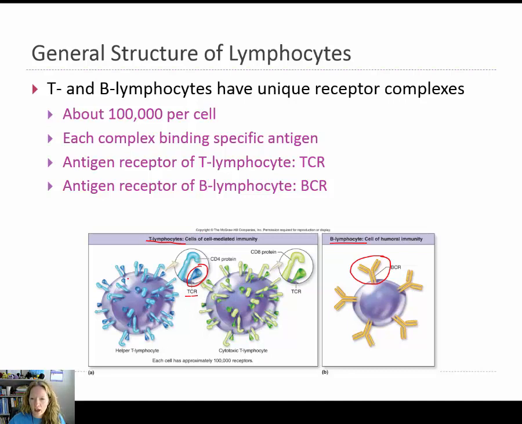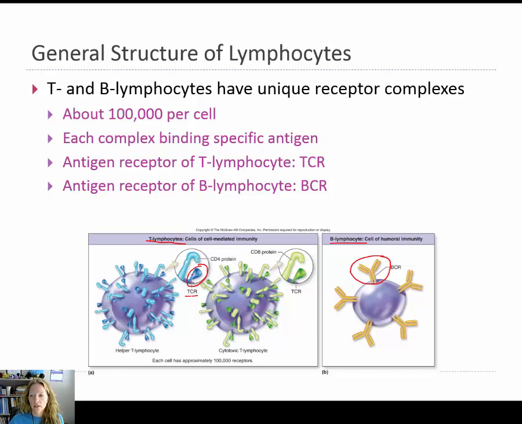So each of these cells, as you can see, is going to have about 100,000 receptors. And again, they are going to be very specific. You're going to have one helper T cell that's going to be able to identify one specific antigen. Then you'll have another helper T cell that is going to be able to identify another antigen. So you have millions of different types of T cells, and they are going to make sure that when we're exposed to different pathogens or just different antigens, with allergens and things like that, that hopefully we don't elicit some kind of immune response.